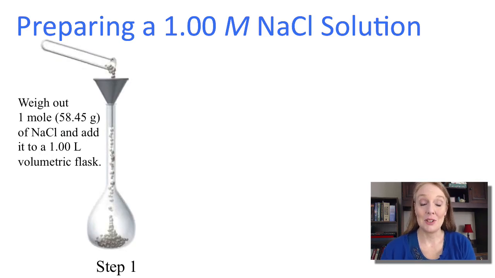The first thing we would do is find a volumetric flask. In this case, I would like to make 1 liter of the solution. That makes the math pretty simple. So I'm finding a 1 liter volumetric flask. I'm then weighing out 1 mole of my solid. In this case, sodium chloride has a molar mass of 58.45 grams per mole. So I need 58.45 grams of sodium chloride in my volumetric flask.